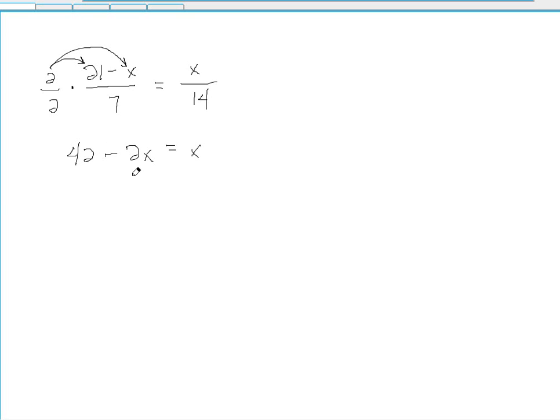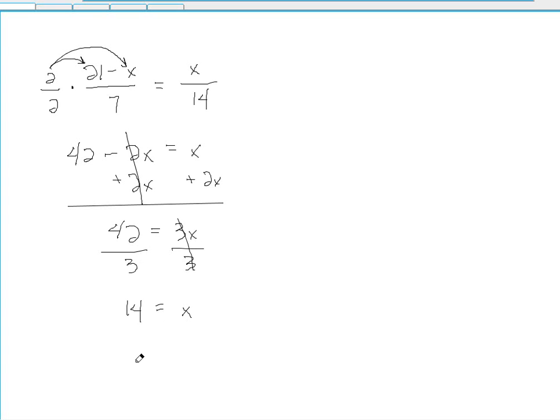So notice you've got x on both sides. So let's add 2x to both sides. That way we have our x's on one side of the equation. That leaves you with 42 equals 3x. Divide both sides by 3. 3's cancel out, of course. And if you think about your times tables, 3 times 12 gives you 36. 42 is 6 more than 36. That's 2 more 3's. So you'd end up with an answer of 14 for x.